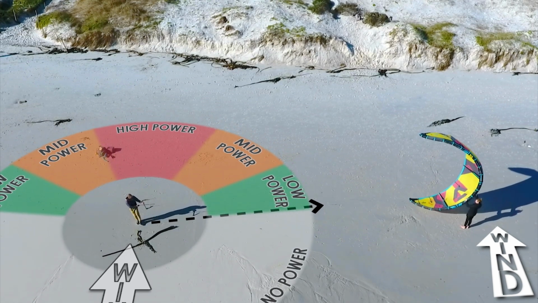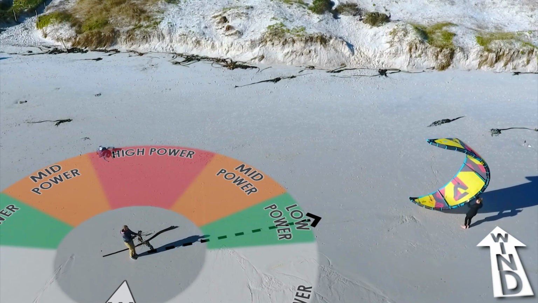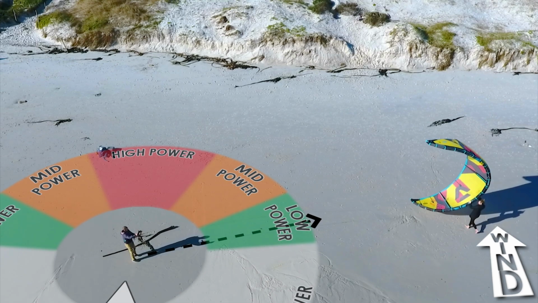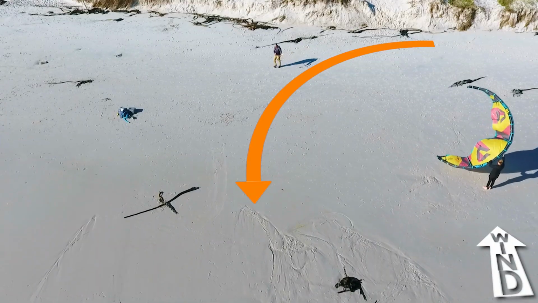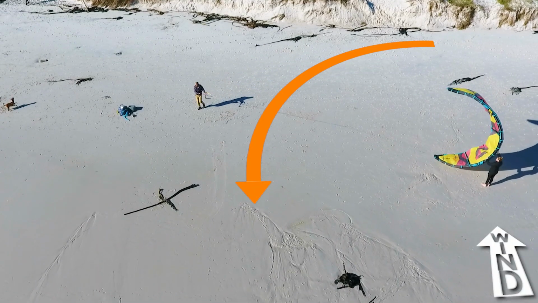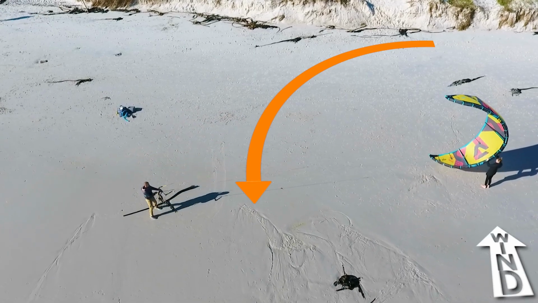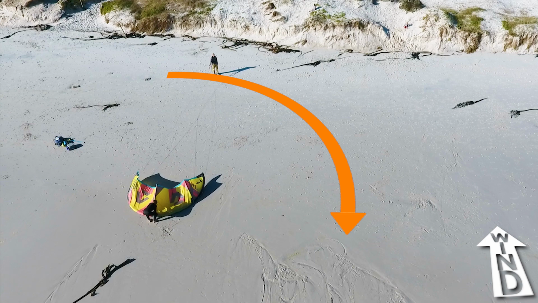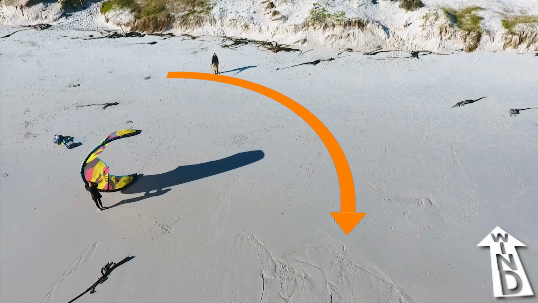As the kite moves onto your downwind side, it will begin to catch the wind. You should see the kite's canopy fill with air, and you should even feel some tension in your center lines. The kite is now ready to launch. In this example, I circled this way for a launch at 3 o'clock. Of course, I can also circle this way for a launch at 9 o'clock.